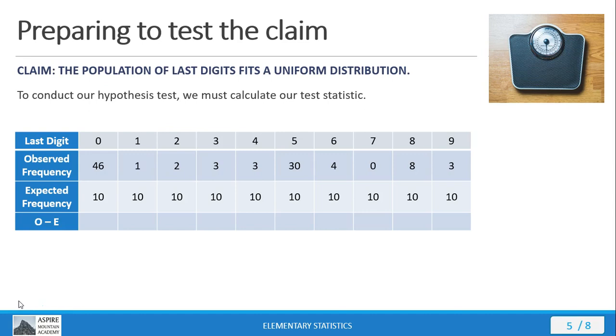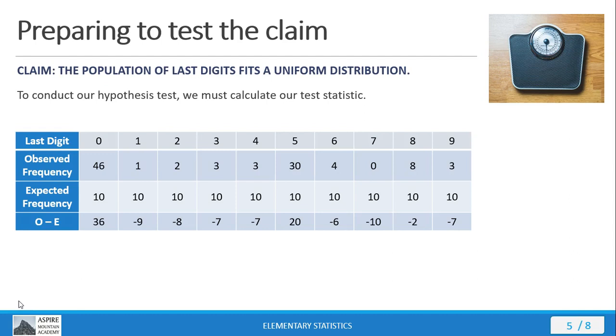So in the first category, for the 0, we've got 46 minus 10, which gives us 36. In the next column, for the 1, we've got 1 minus 10, which gives us negative 9. Then 2 minus 10, which gives us negative 8, and so on and so forth.